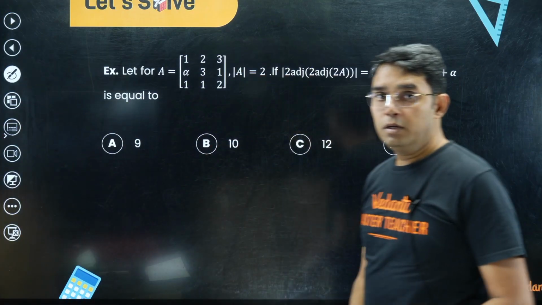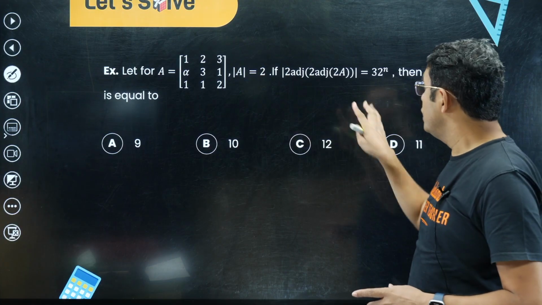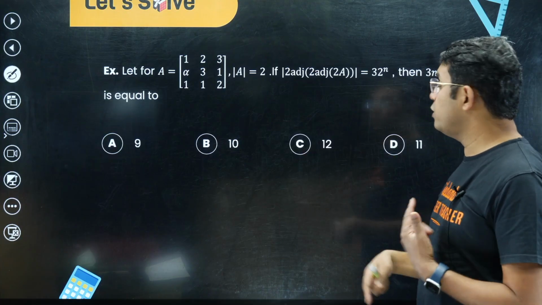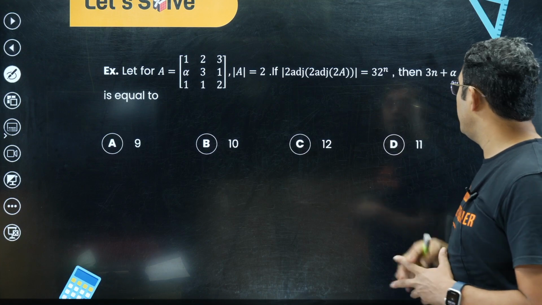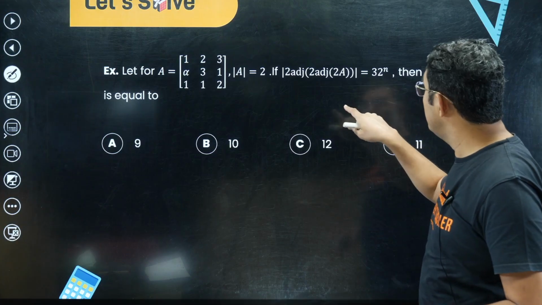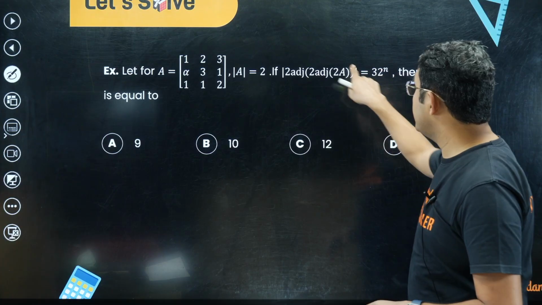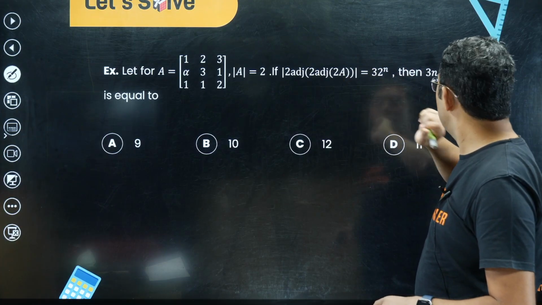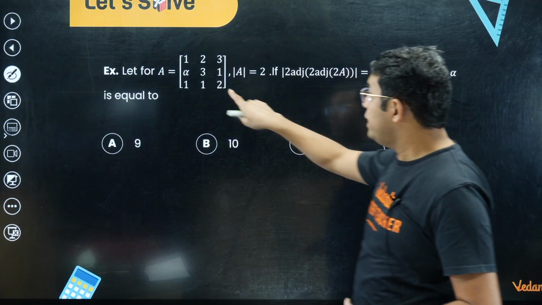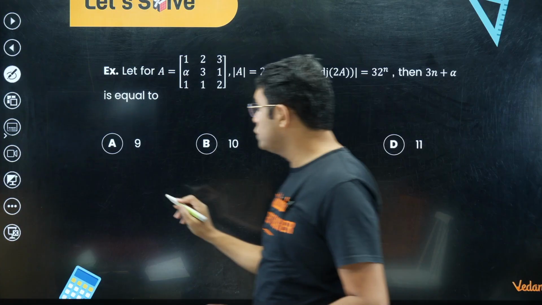Coming to, let's do this question. A is given as this, determinant of A is 2, and we are given 2 times adjoint of 2 times adjoint of 2A is equal to 32 power n, and we have to find 3n plus alpha. So first of all we have to find n. I think determinant of A is already given, so n can be found directly from this. But they are asking the value of alpha also. This will be found when we are calculating the determinant of A using this matrix. So let's do that first.